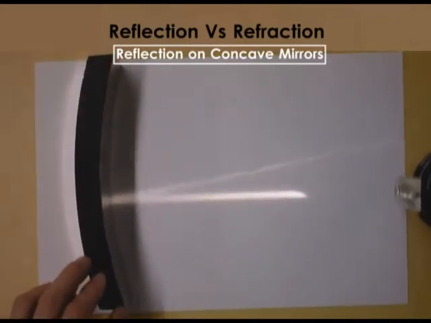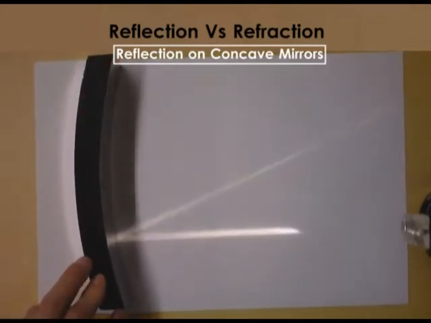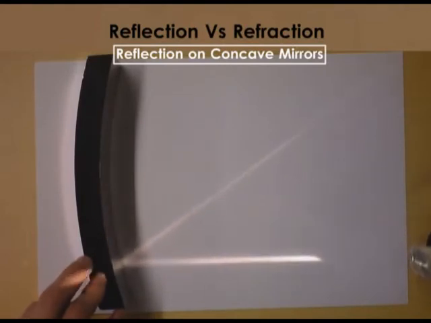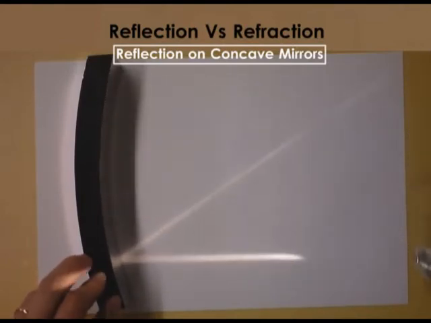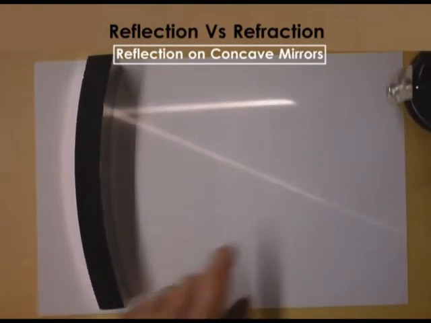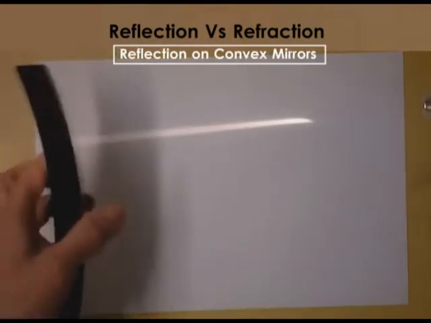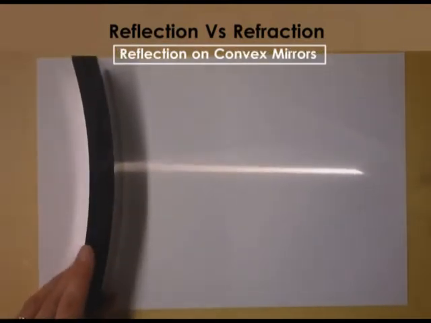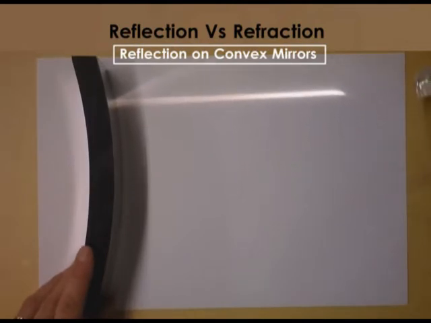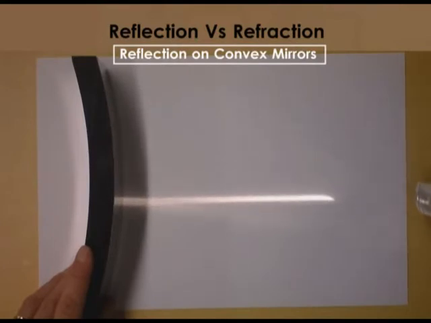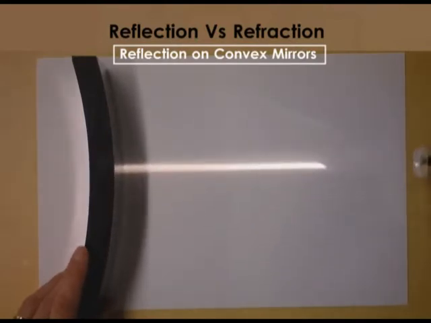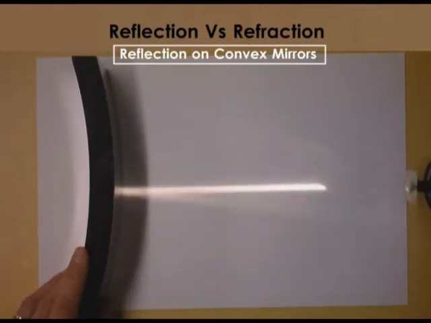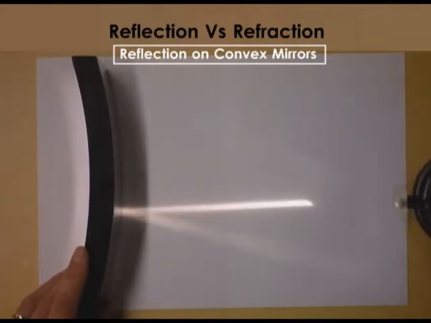So a concave mirror is a converging mirror because it causes the rays from wherever they start to converge at that single point. But if I get the convex side, I get a diverging mirror. You see, it causes the rays to go up and down, up again and down. So that's a diverging mirror because it's convex.